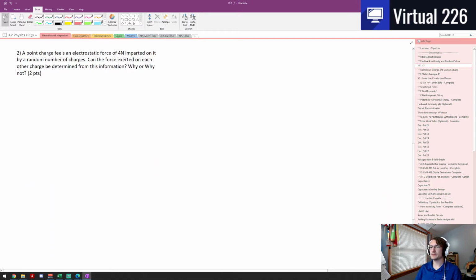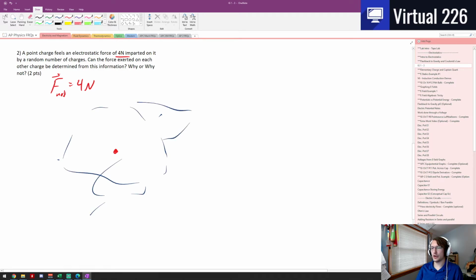For problem 2, what we have is a point charge, and it feels an electrostatic force of 4 newtons imparted on it. So that is F net equals 4 newtons, by a random number of charges. So we don't know if it's one charge out here, 2 charges, or a whole plethora of them. Can the force exerted on each of these individual charges be determined from this information? Why or why not? Well, the answer is it cannot.